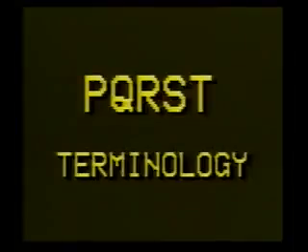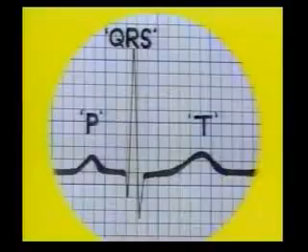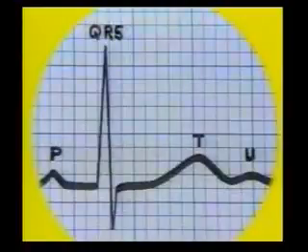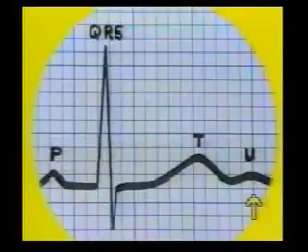This is the terminology used to describe the various waveforms of an electrocardiographic tracing. The first wave is the P wave, which represents depolarization and contraction of the atria. The next is the QRS complex, which represents the depolarization and contraction of the ventricles. It is followed by the T wave, representing repolarization of the ventricles. The repolarization of the atria is not recorded on the routine electrocardiograph. Sometimes another small upright wave follows the T wave and is termed as the U wave.